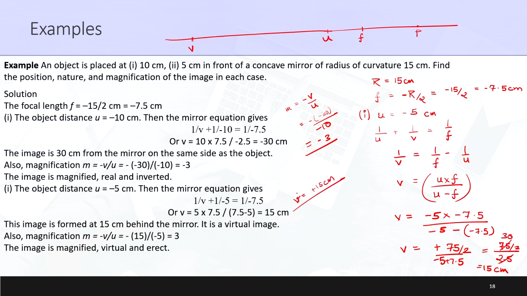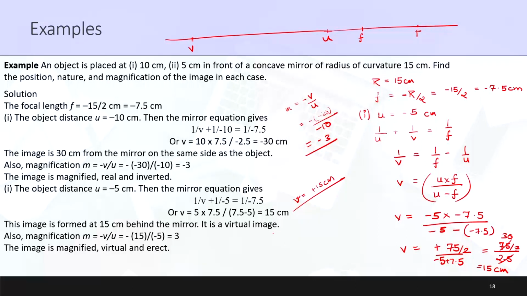Okay, fine. So, the image is formed at 15 centimeters behind the mirror. Why is it behind the mirror? Because the sign convention gives you the value of plus. If plus is given, that means that the direction of measurement of the image is in the same direction as the direction of incidence of light. Therefore, you will measure the distance from the pole P in this direction only. Therefore, you will get the value behind the mirror. Hence it is a virtual image, quite evident.